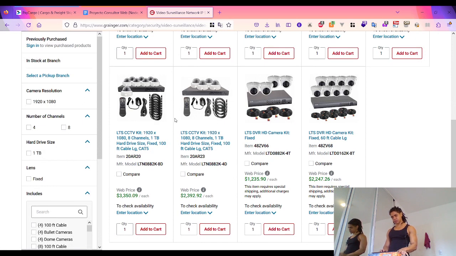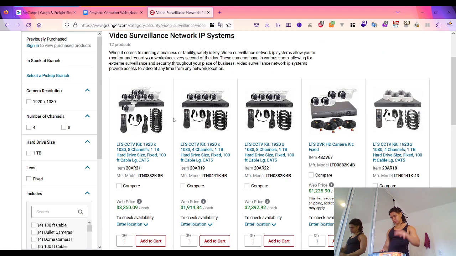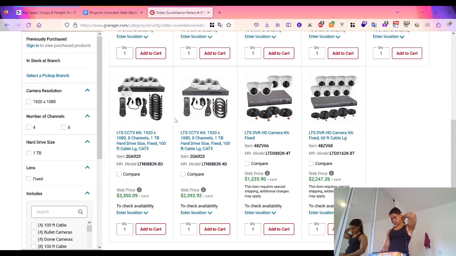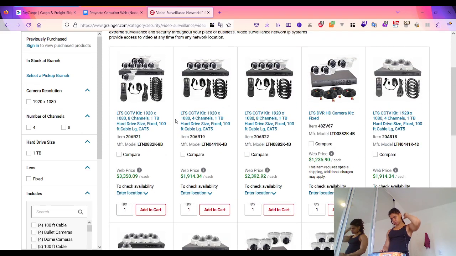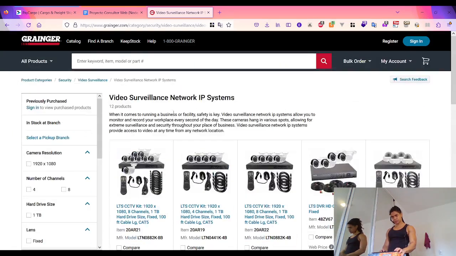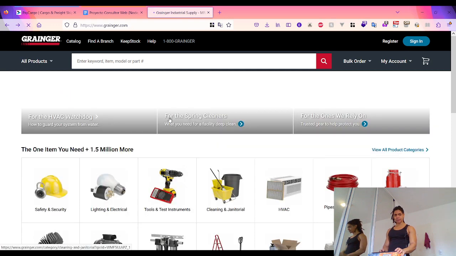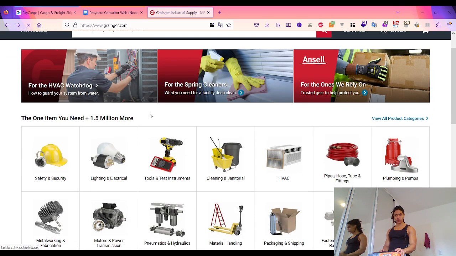LSTS CCTV kit, 8 channels, 1 terabyte of hard drive. Interesting, very interesting. But again, all of this are industry related items, safety and security.